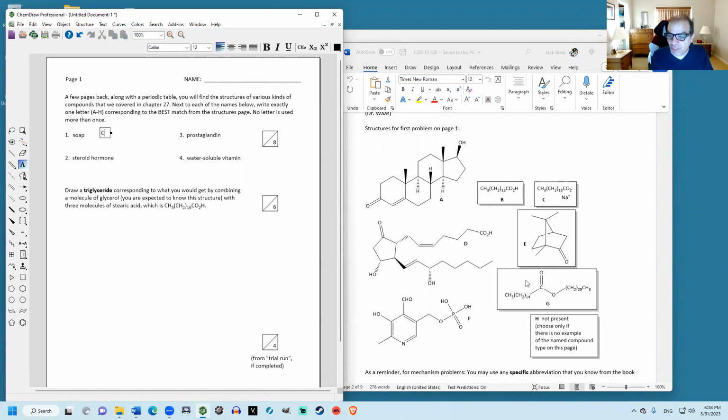G is a wax. A wax is a long chain ester of a fatty acid. And you see we have the residue of a long chain alcohol over here, having reacted with a 16 carbon fatty acid.